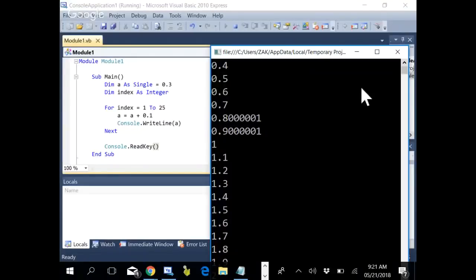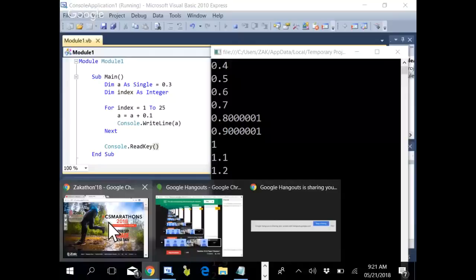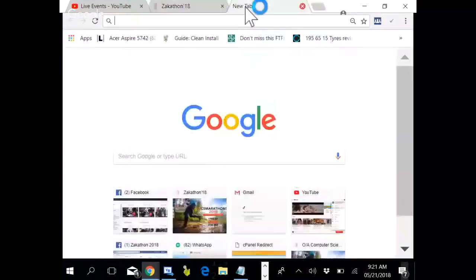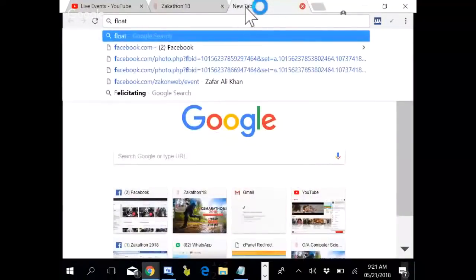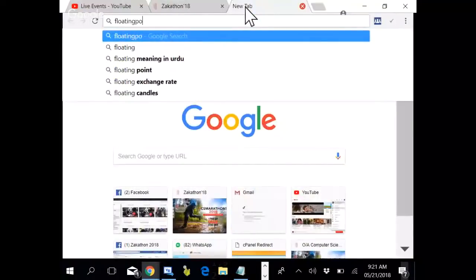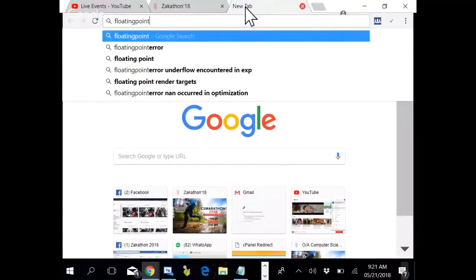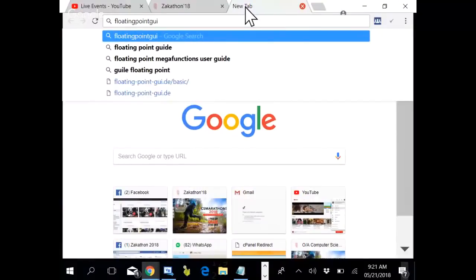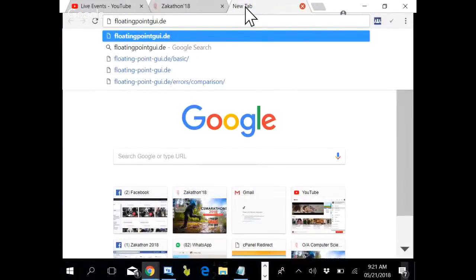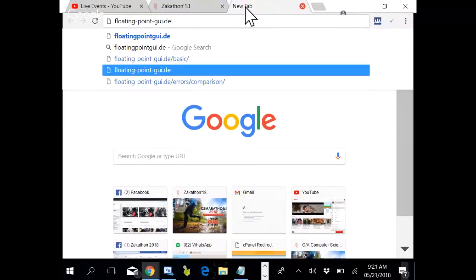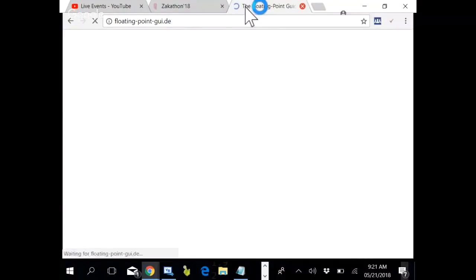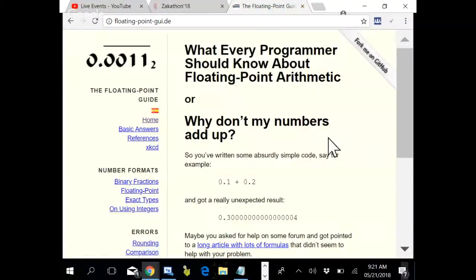There is a website called, I don't remember exactly, floating point guide. Floating point GUI.de. So it was this, yes. Floating dash point dash guide. It is a German website, .de. But it is a wonderful website. Go through this website, it will tell you more. This is a wonderful website. So go with this rounding errors and it will tell you so many things.